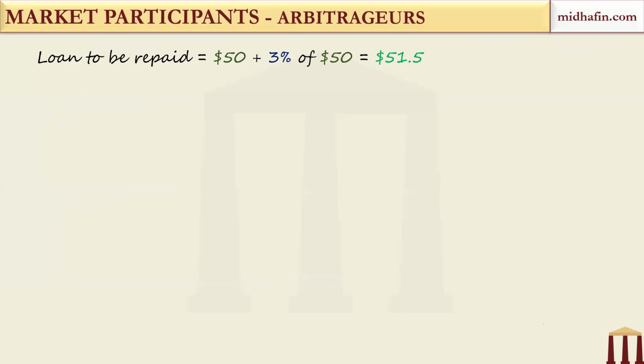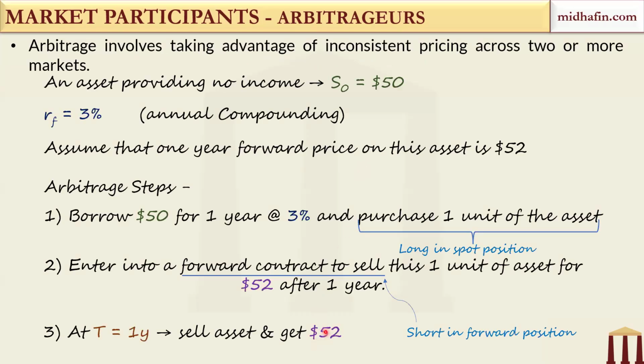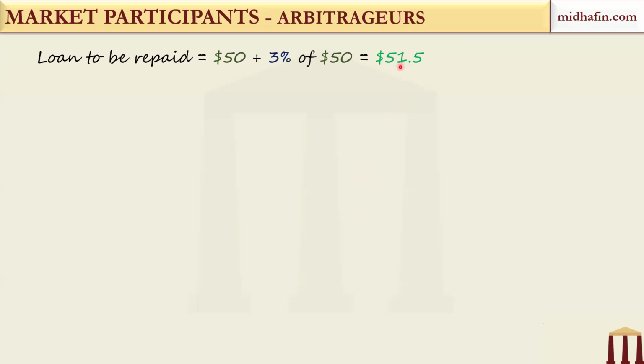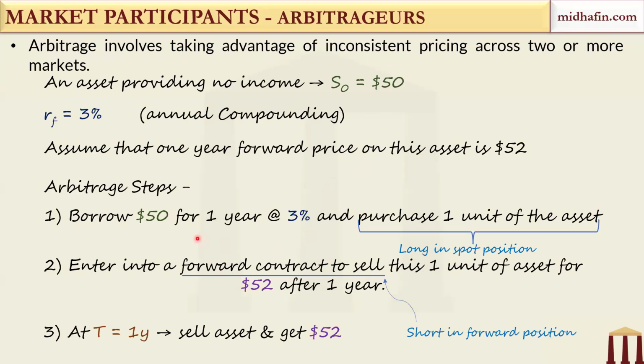3% of 50 is how much? $1.5. So can I say my arbitrage profit? I got $52 out of which I only have to pay 51.5. So my arbitrage profit is actually $0.5. So the how part is very clear, how the steps are being done, but why it was executed exactly in this manner, why we borrowed for 1 year, why we entered into the short position, all these things will become clear in a different chapter.